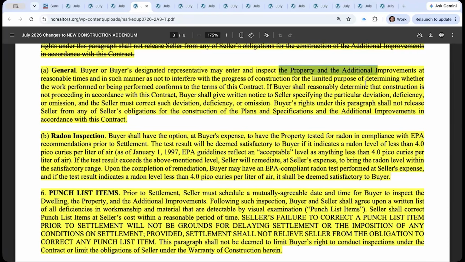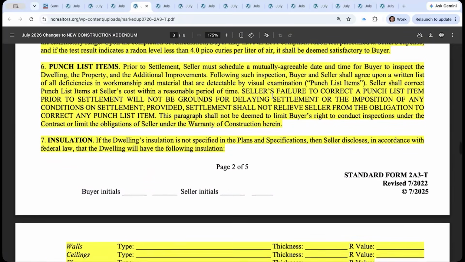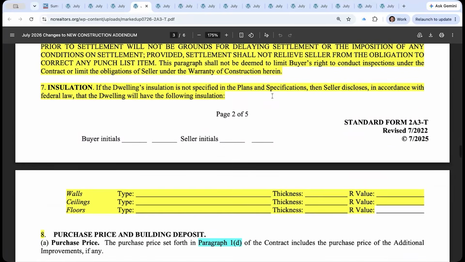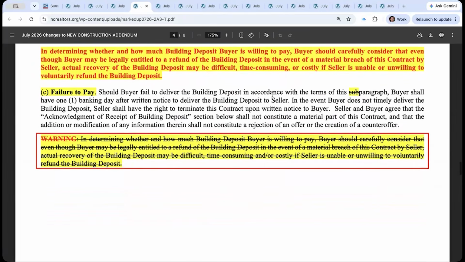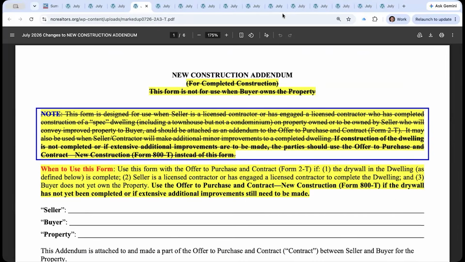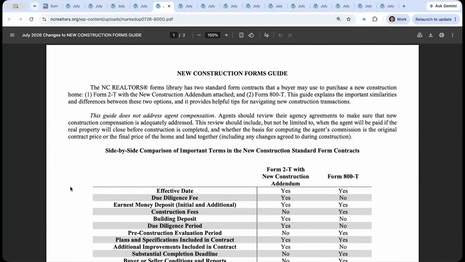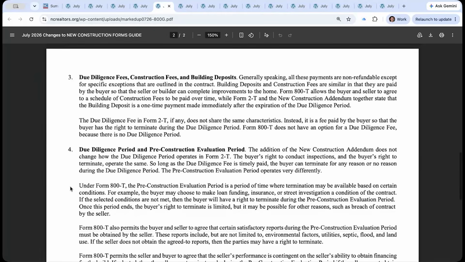It's meant to encompass the access to property that would be in 2T, as well as the inspection items you would want to do pursuant to new construction and this addendum being attached to the contract. Here you get the installation paragraph cut down a little bit and the warning box moved out into the addendum. But those are the biggest changes for this. We've already kind of covered the new Form 800G that really talks about the differences between these two. Feel free to review this.